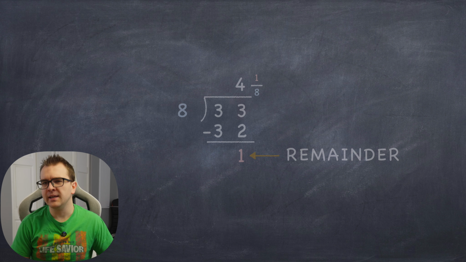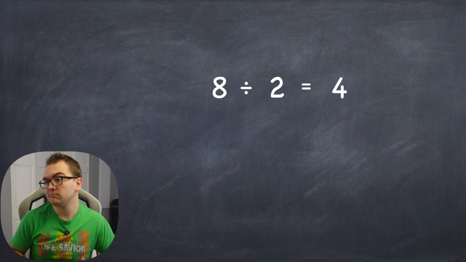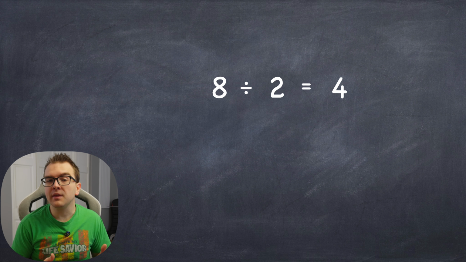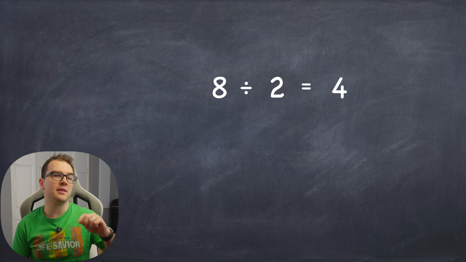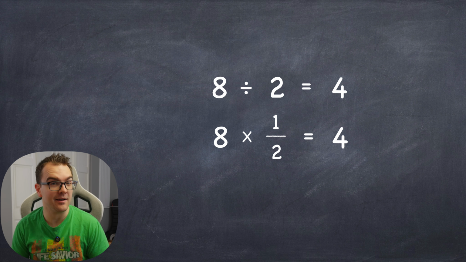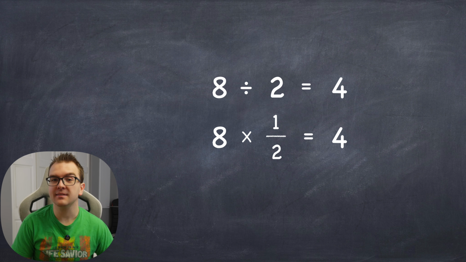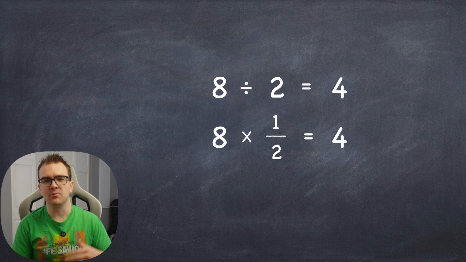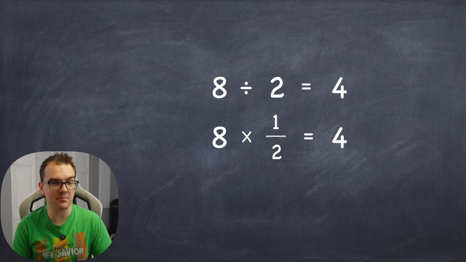Now, realistically, in a real situation, let's say you have 8 divided by 2. Well, it's 4. Another way to think of that problem is multiplying by the reciprocal of 2. So 8 times 1/2. 1/2 of 8 is 4. That would be a real-world example of a reciprocal.